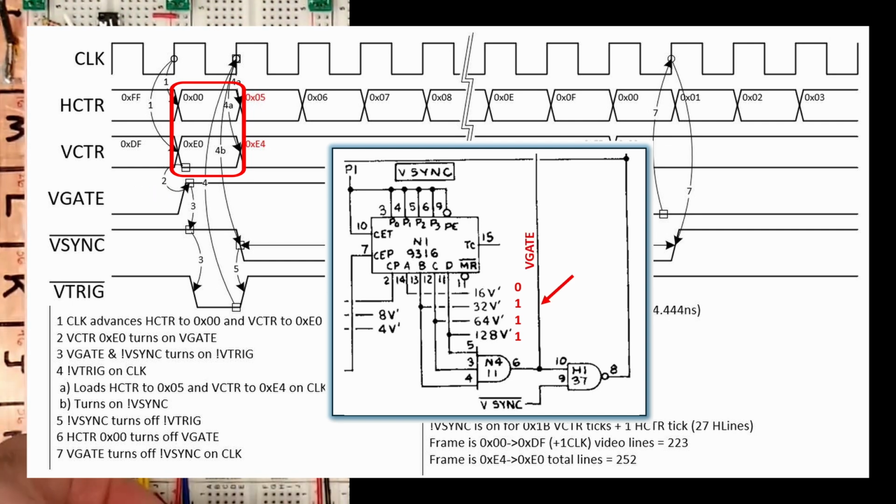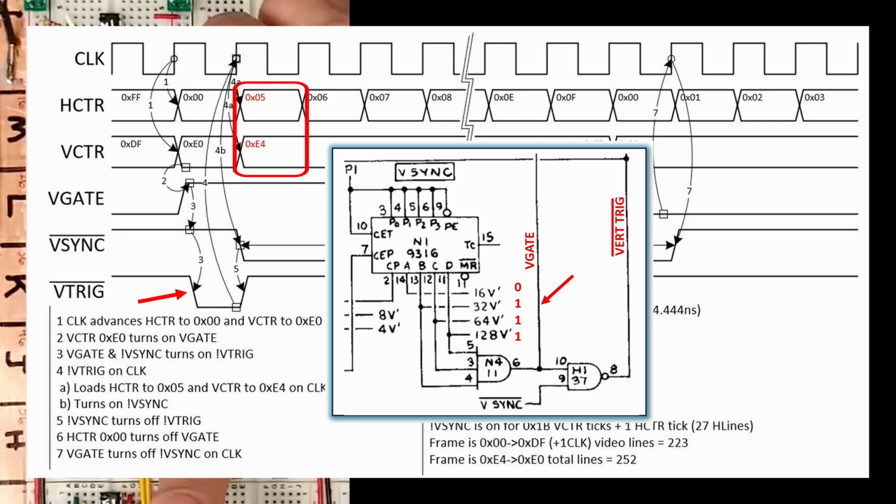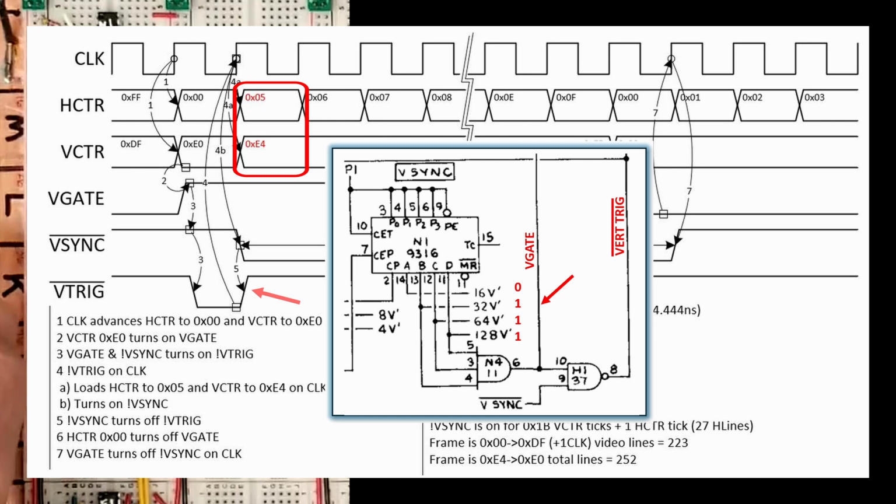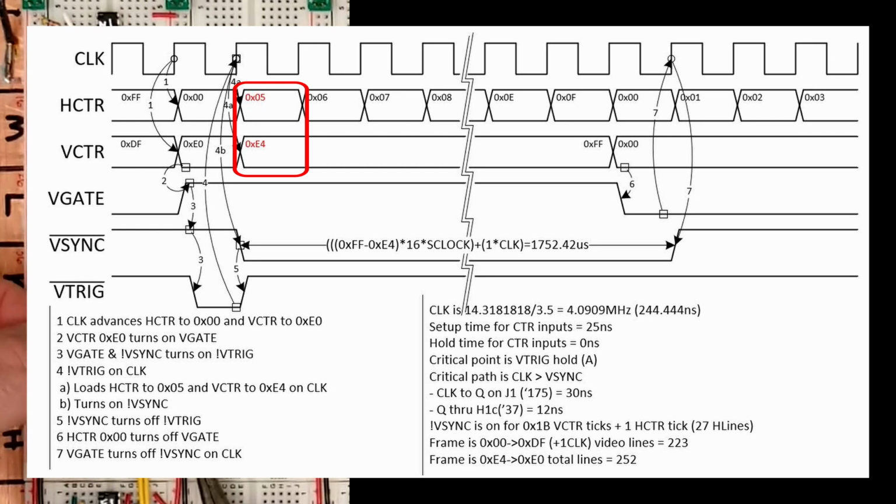Since V-sync is initially high, the vertical trigger line drops, loading new values into low order chips of both counters on the rise of the next clock. V-sync also drops on the rise of the next clock, turning off vertical trigger. So vertical trigger is only on for 1 clock cycle. At this point, the counters end up at E405. The vertical counter basically skips forward 4 steps every frame, producing only 252 lines.